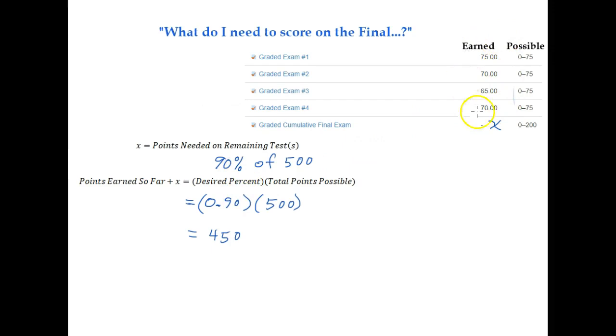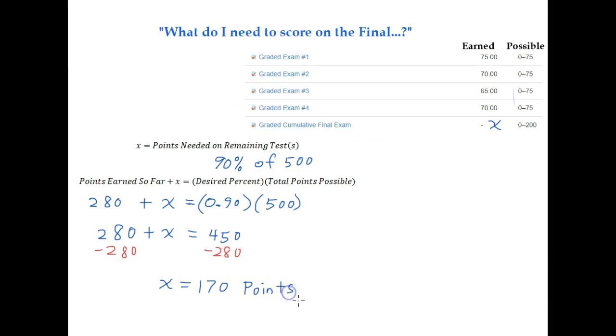Okay, let's just now look at how many points have been earned so far. 75, 70, 65, and 70. That adds up to 280. So we have 280 points earned so far, plus the number of points that are needed to get up to 450. I'm going to write that again down here. 280 points earned so far, plus the points that are needed to get up to 450. Well, you see what we need to do. We're going to subtract 280 from each side of this equation, and you will be left with X equals 170 points on the final. Now that's not a percent.